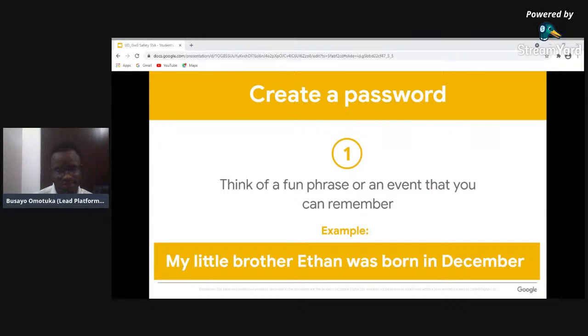So in this case, we are going to use this particular story. My little brother Hassan was born in December, but you should come up with your own. So ask them to come up with their own and all that. So create a strong and memorable password by following this instruction. So that is what the teacher is going to tell. That's what I'm going to tell the student. So the student should think of a fun phrase about something fun or magnificent in their life. Ask them to write it down and memorize it.